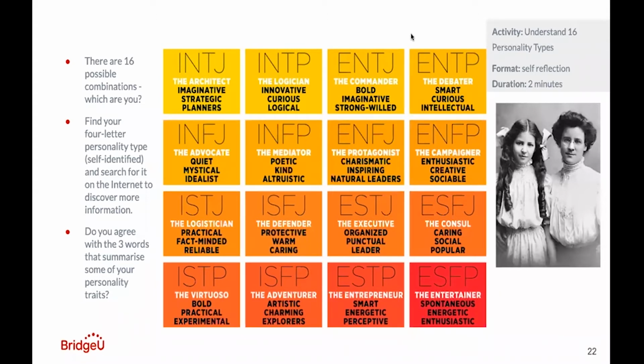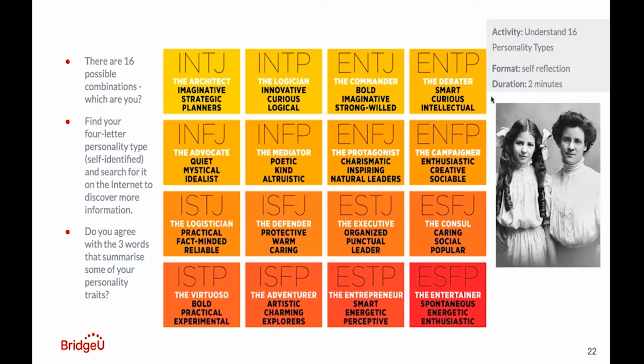Right, so you should have 4 letters in front of you. Your combination of letters will give you one of 16 different personality types. This is also known as the Myers-Briggs Type Indicator, created by Isabel Briggs Myers and her mother, Catherine Cook Briggs, in the photo on the right here.